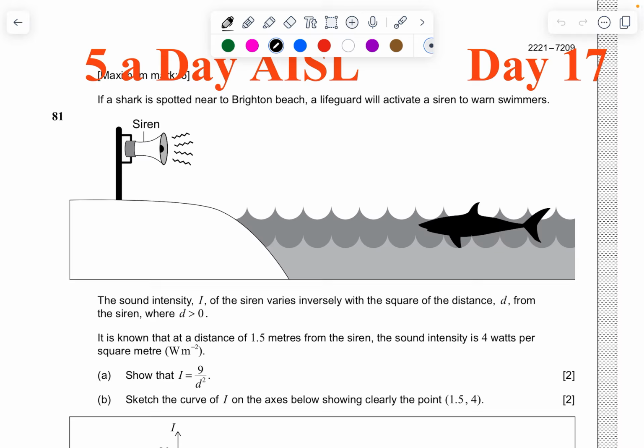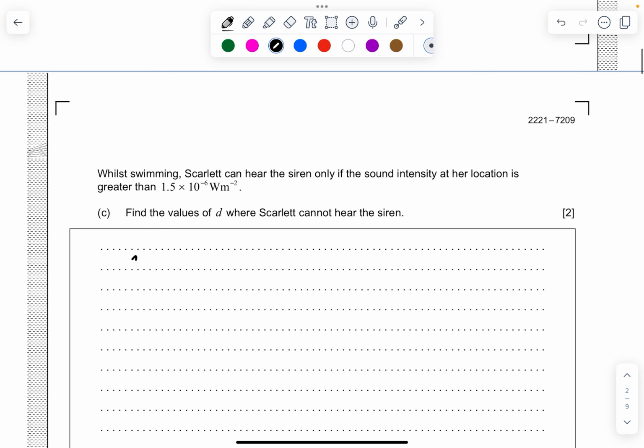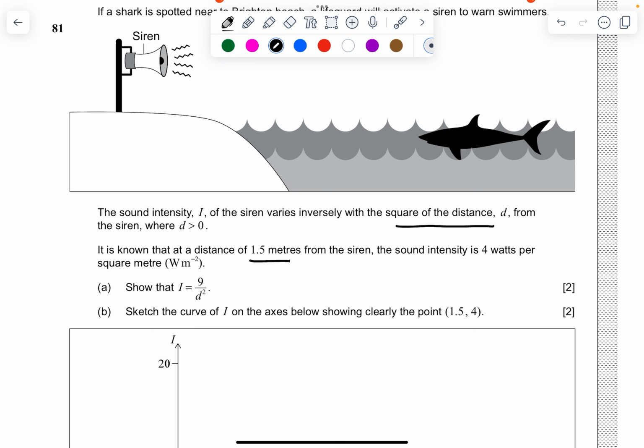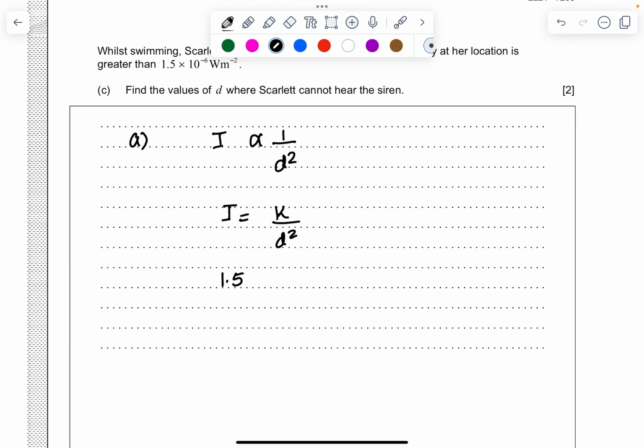Question number 81. The sound intensity of a siren varies inversely to the square of the distance. So what is that? Part A, I is proportional to 1 upon d square. So I equals k upon d square. Now the distance is 1.5 and the sound intensity is 4. So 4 equals k upon 1.5 square. So k equals 4 times 1.5 square. So k equals 9. Therefore I get the equation I equals 9 upon d square.